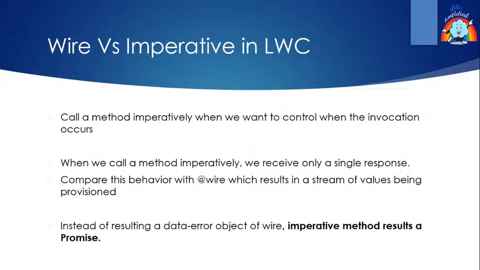But when it is about wire service, we get a stream of responses. And in wire service, we get a data or error object from the wire, but in imperative we get a promise. So don't worry, we will understand that in a little bit more detail. But to understand clearly, when we want to get a list of data and we don't want to make any changes, that time we are using wire. And when we want to make some modification like a DML operation, that time we are using imperative. And when we want to have some more control, like a click of a button, we are using imperative. But when we just want to load the data, then we are using wire.